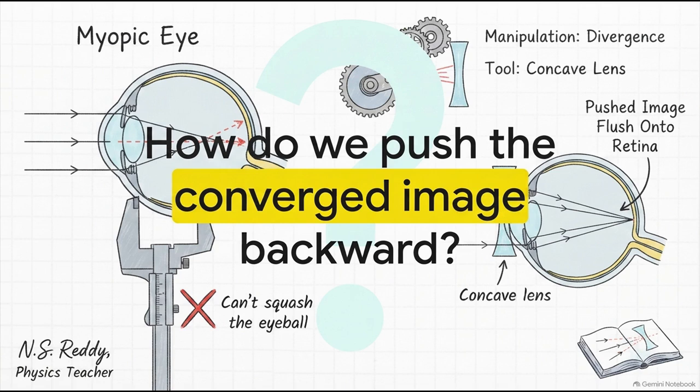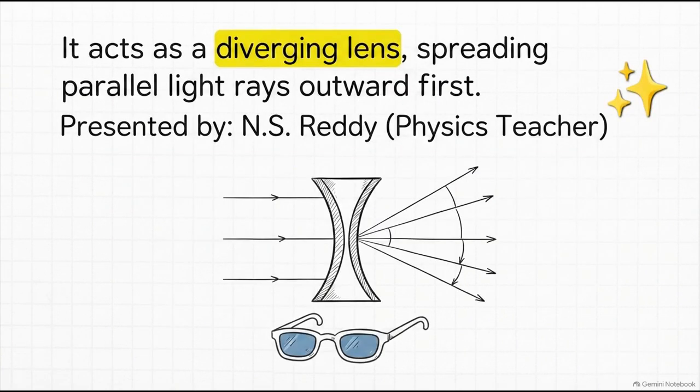Nor can we easily swap out the eye's hardware. So we have to manipulate the light before it ever even enters the system. We need a tool that does the exact opposite of converging. We need something that actively spreads the light out. Enter the absolute hero of our story, the concave lens.